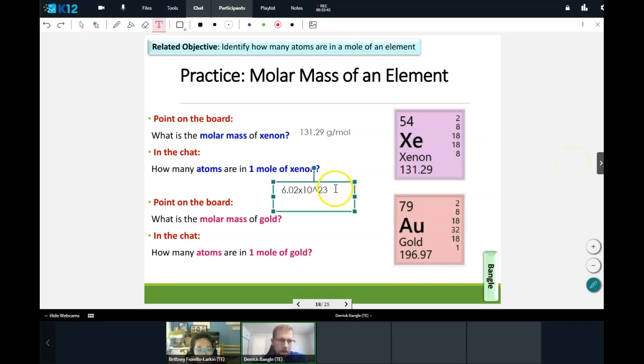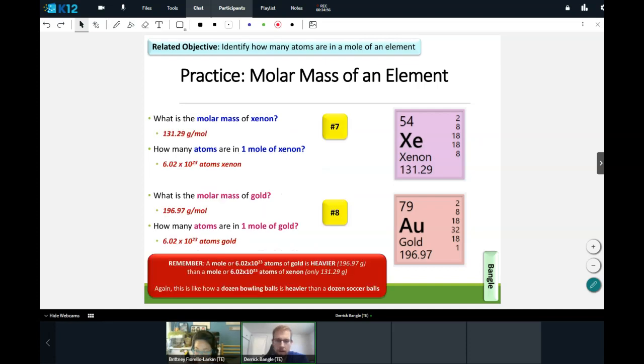It's that special number. All right, now starting that process over again, can I have the color pointers point to, for me, the molar mass of gold? Molar mass of gold. Yeah, exactly. It's going to be 100.97 grams per mole. So that's actually significantly heavier than the molar mass for xenon, but how many atoms are in 1 mole of gold? Again, in the chat. Exactly, so 6.02 times 10 to the 23rd atoms of gold. All right, heavier than xenon, we have the same amount of atoms per mole of each element. Be sure to mark these answers down for number 7 and number 8 in your notes.